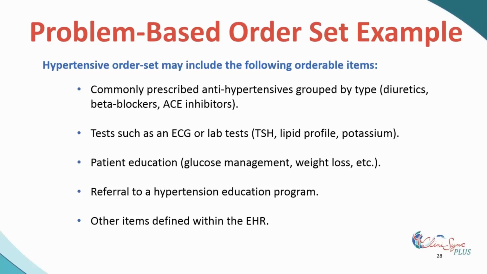So, for example, you may have a hypertensive order set that contains a list of the medications normally used to treat hypertension, and you can list those by type so that all the beta blockers are grouped together and all the diuretics are grouped together and so on. Then you may have a list of commonly ordered items for someone with hypertension, like an ECG or a lab test such as a lipid profile.